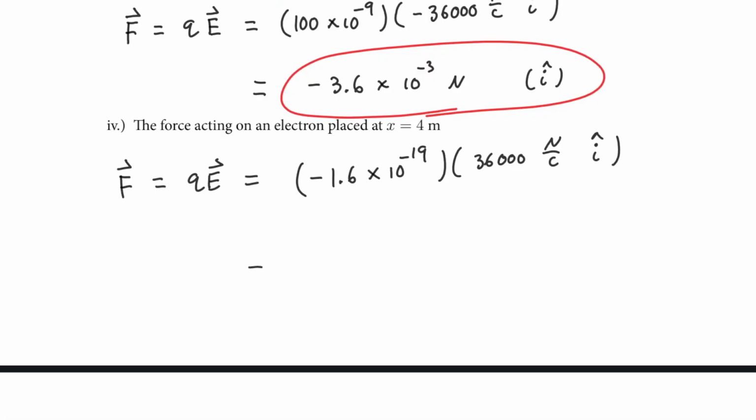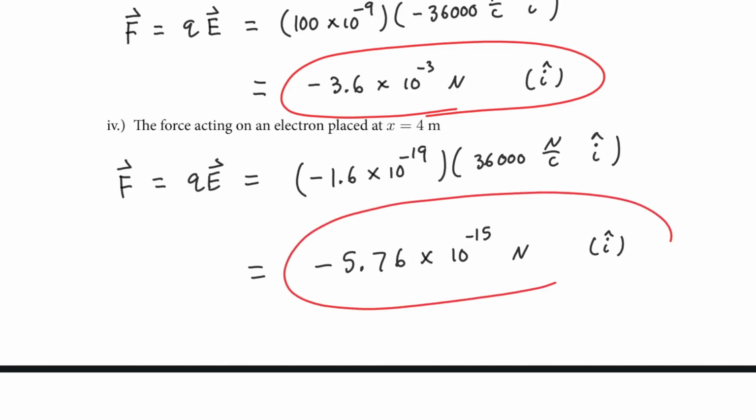So we can evaluate this, and we get, once again, an answer that's in the negative i-hat direction, 5.76 times 10 to the minus 15th newtons in the i-hat direction. So this is saying that if I place an electron at x equals 4, it is getting pulled to the left. Does that make sense?